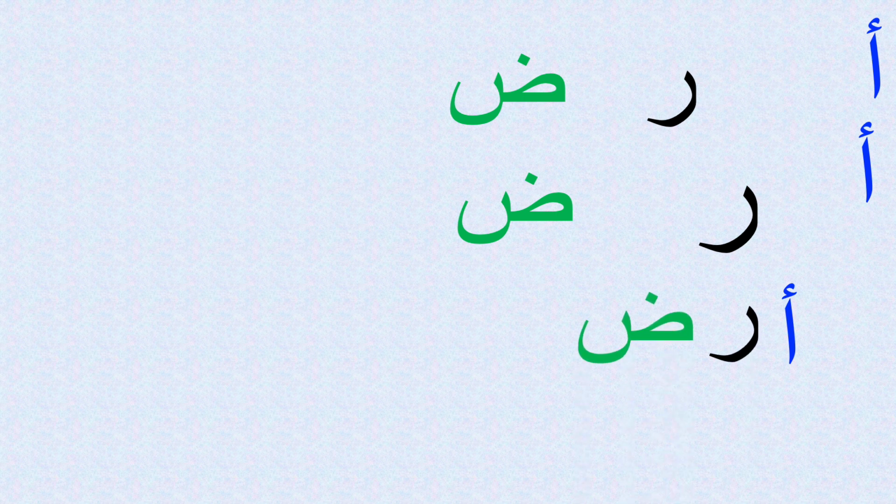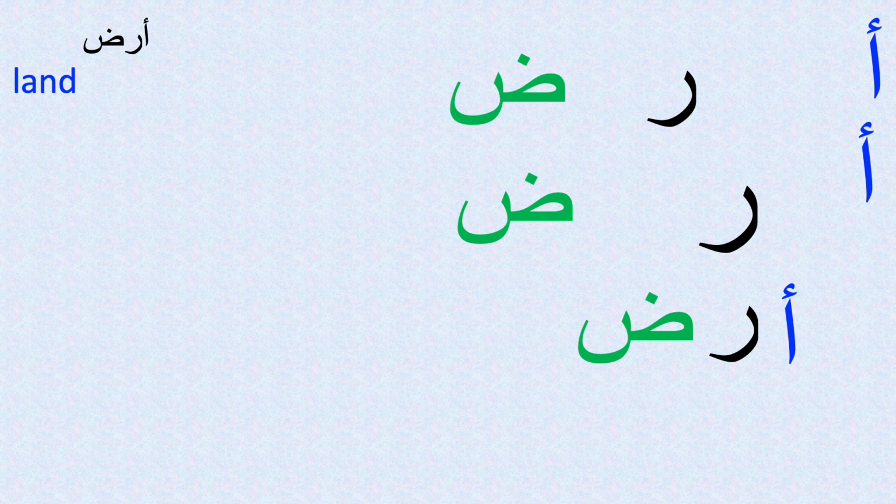Okay, so the alif cannot connect with the ra, and the ra cannot connect with the dad, so you get this final shape where all letters are not really connecting with one another. Ard, which is land.